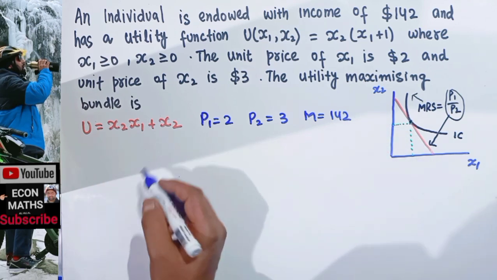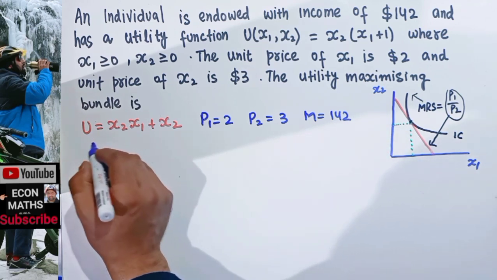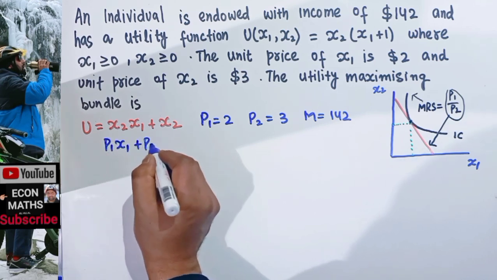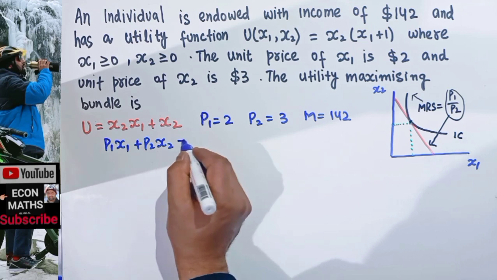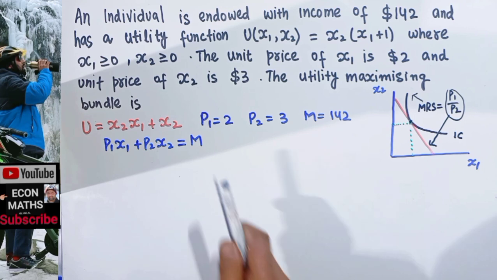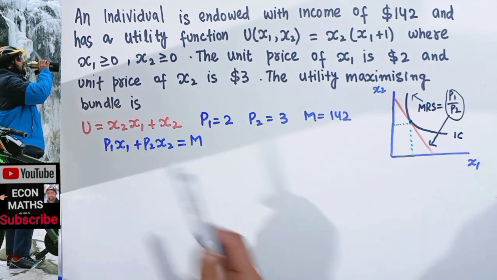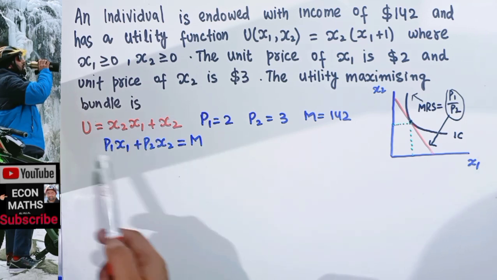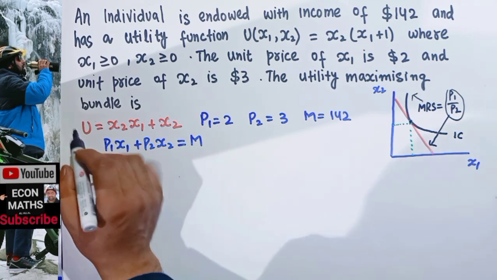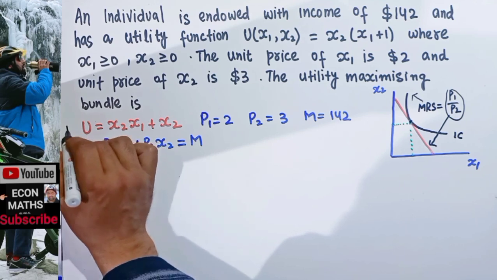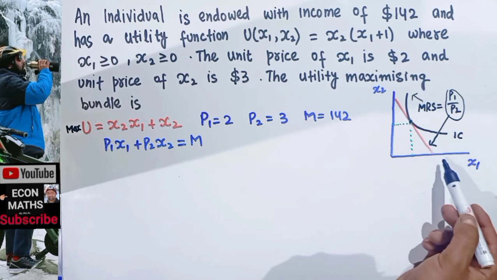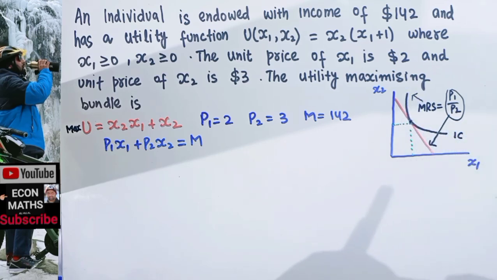If I construct the budget constraint, that will mean P1 times units of good 1 plus price of good 2 times units of good 2 should be exhausted on the income. So total income should get exhausted on these two goods given the prices of these two goods. Our problem is to maximize this utility subject to this budget constraint. Given this budget constraint, we want to maximize our utility.